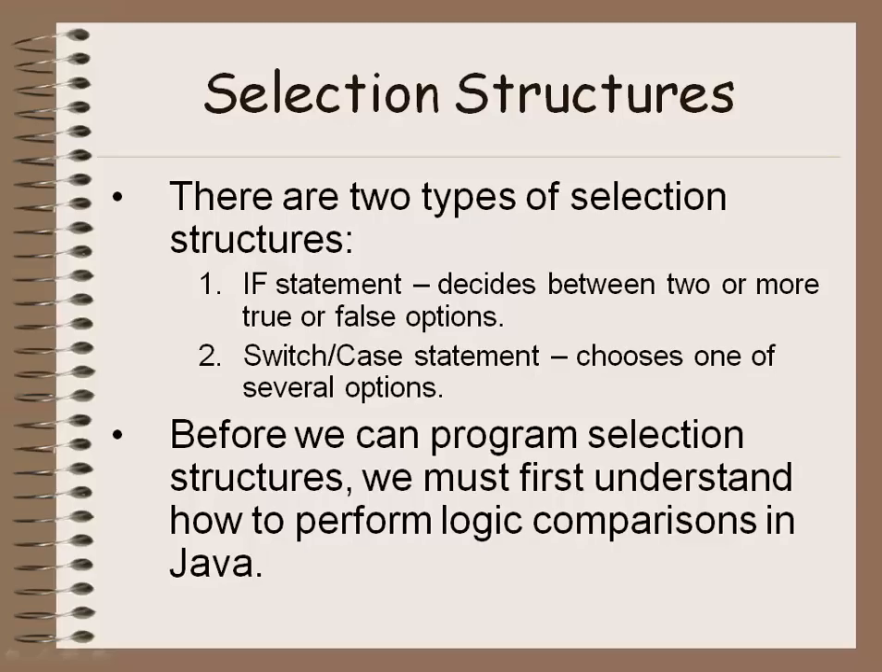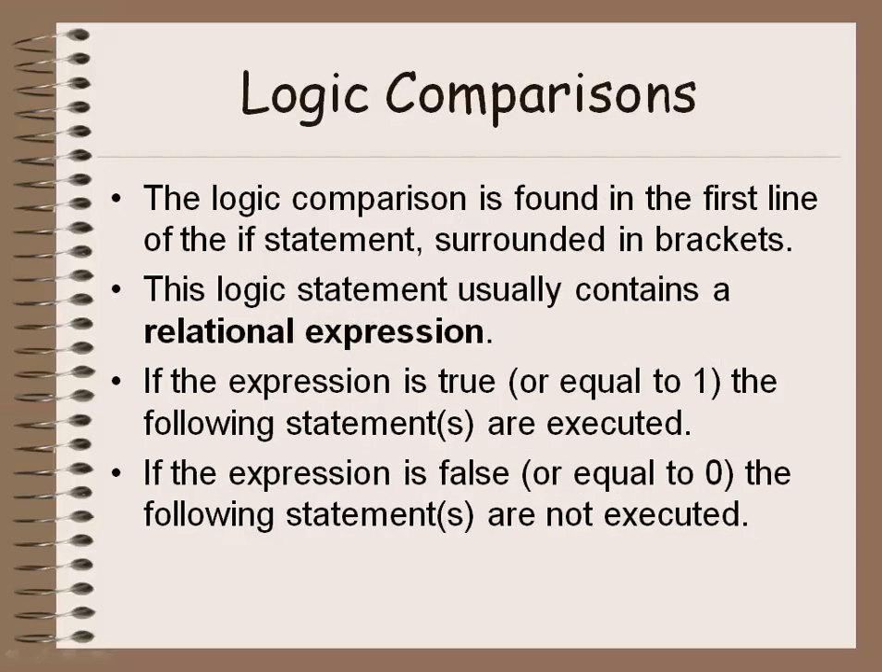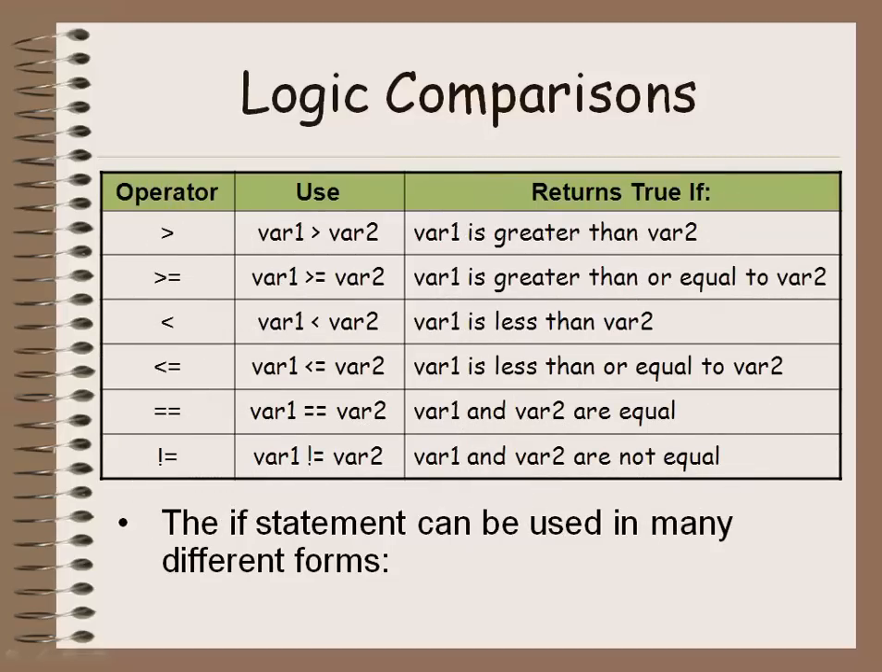But before we can do any of these programming selection structures, we first need to understand how logical comparisons are made in Java. When we want to make a logical comparison, we do so using a relational expression. And this relational expression is usually found in the first line of your if statement, surrounded by smooth brackets. If that relationship is true, we're going to execute the statements that follow it. If it's false, we're not going to execute the statements that follow it. The relational expression contains these symbols: greater than, less than, equal sign, and not equal to.